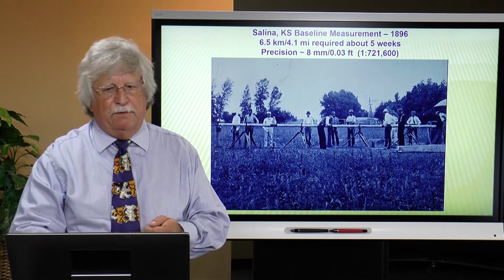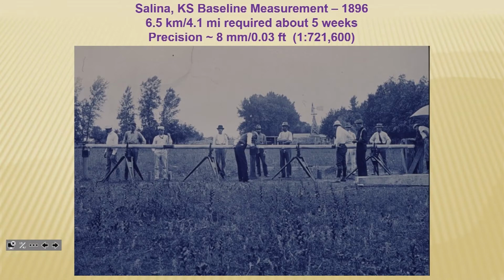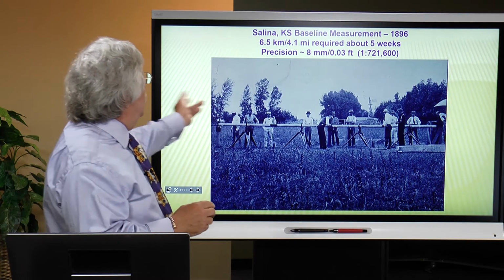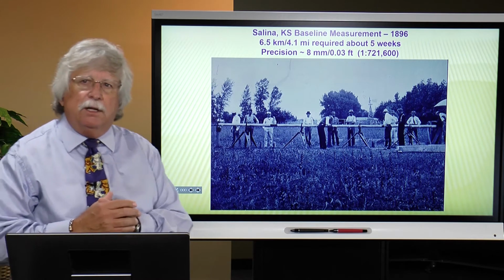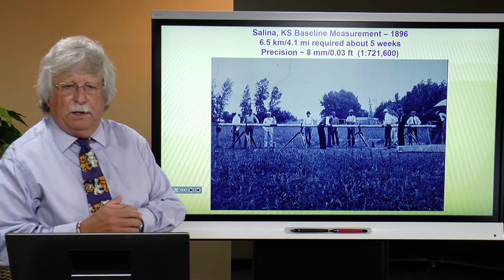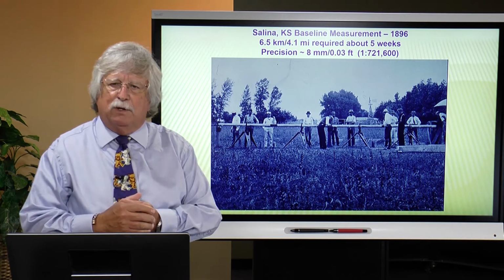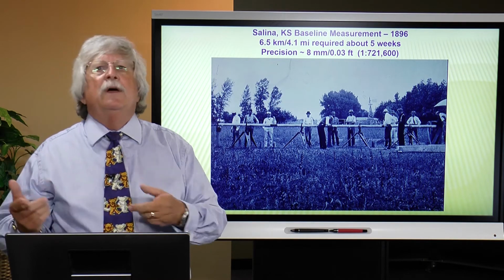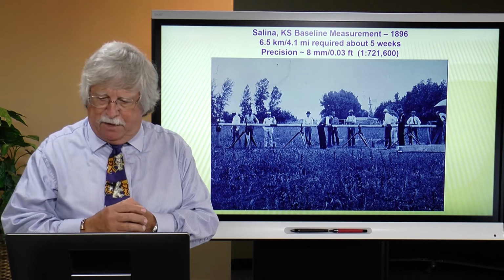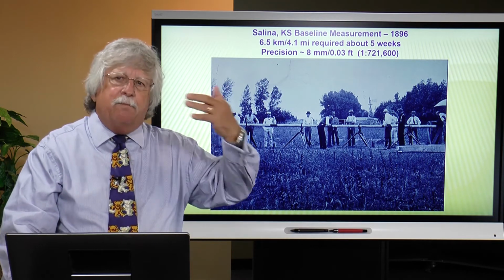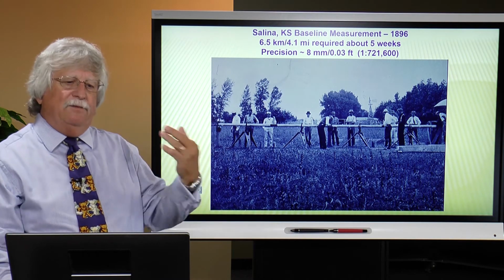Here you see a picture of them performing the measurement at the Salina, Kansas baseline, 1896. Notice that the baseline is only 4 miles long, but it took 5 weeks to make the measurement. But look at the quality: 8 millimeters, 1 part in 720,000 plus. Side note, the survey monuments at the ends, the 2 endpoints of that baseline, are still in place today. And some years ago, the Kansas Society of Land Surveyors actually performed measurements over those 2 lines, and they match the original measurement down to just a couple of centimeters. So the measurement process takes time to evolve.